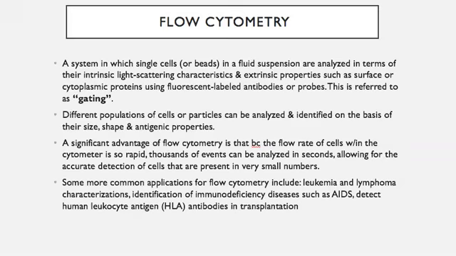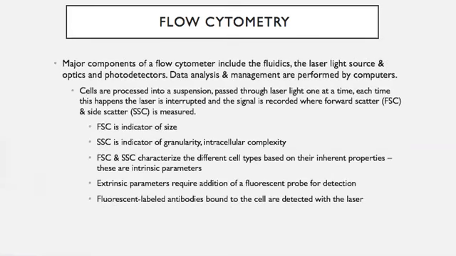And then the major components, and I just realized I've got a duplicate slide. The major components of a flow cytometer include the fluidics, the laser light source, and the optics and photodetectors. And then you're going to have a data analysis and management system that's performed in the computer. So you've got cells processed into a suspension. They get passed through a laser light one at a time.